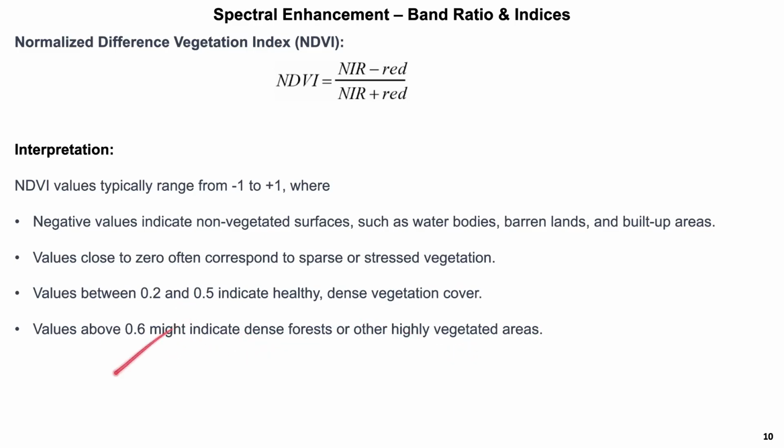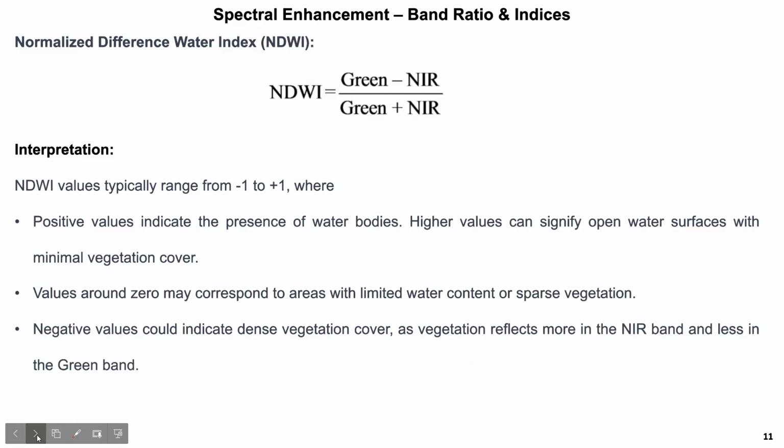So this is the first ratio. The second ratio is the normalized difference water index. It is given by green minus NIR by green plus NIR. Again, this also varies from -1 to 1. Positive values might indicate water bodies, and negative values will correspond to other land use classes. Negative values indicate dense vegetation cover, as vegetation reflects more in the NIR band and less in the green band. So when you calculate, this value will come out to be negative.